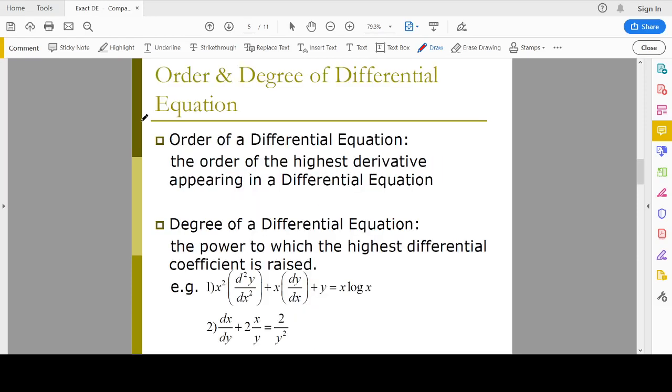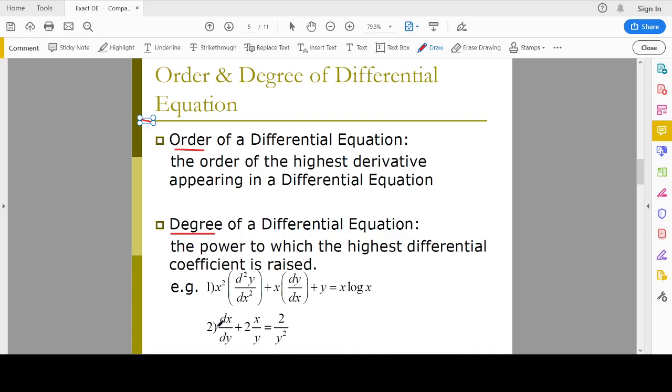Order and degree of differential equation. Order of a differential equation is the highest derivative appearing in a differential equation, and degree of the differential equation is power of the highest differential coefficient. Now in first example here, highest derivative term is d2y by dx square term. Therefore here order is 2 and degree is 1.